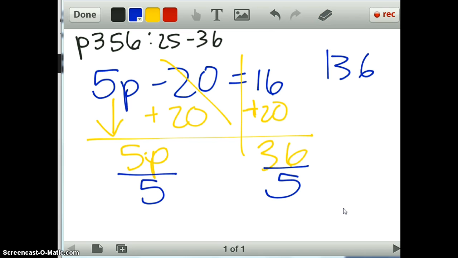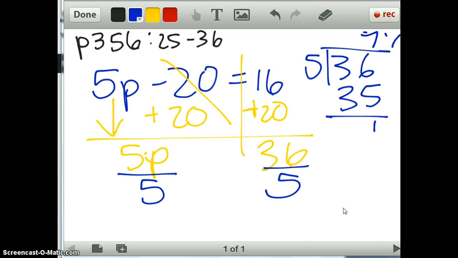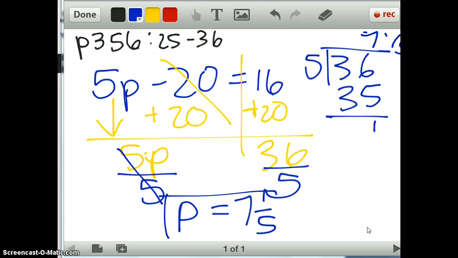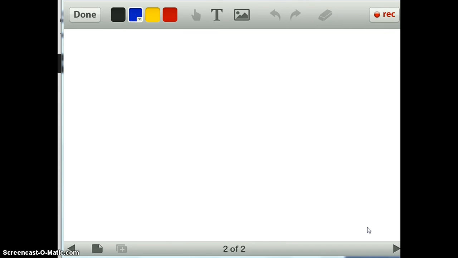So 36 divided by 5 goes in there 7 times. I get 35. And my leftover is 1/5. So everything cancels out, and I've got p equals 7 1/5. A lot of you might have gotten 7.2 in your calculator, but if it starts as a fraction, it ends as a fraction. You may not go to decimals. So let's try the next one.